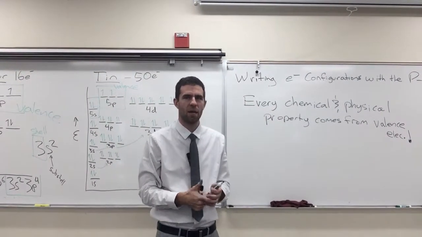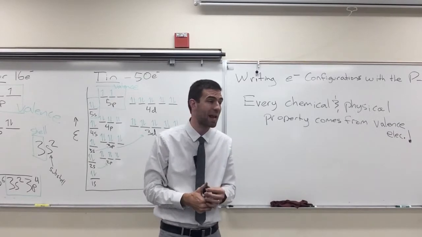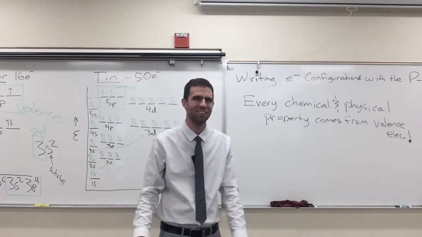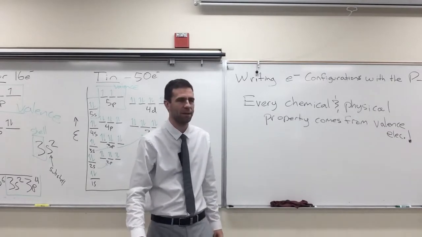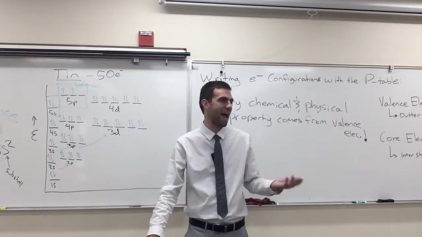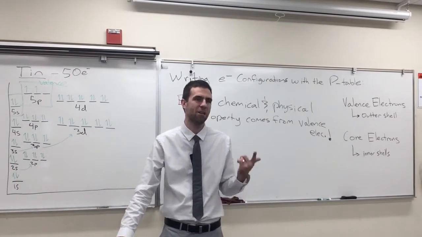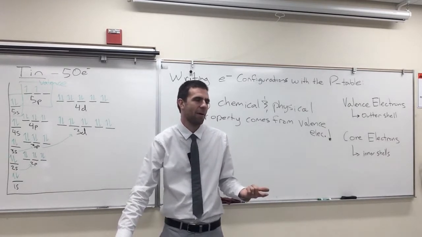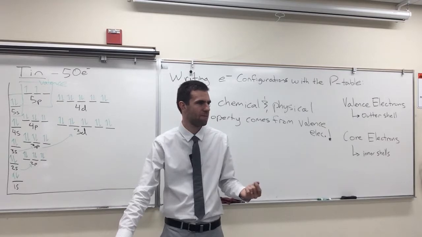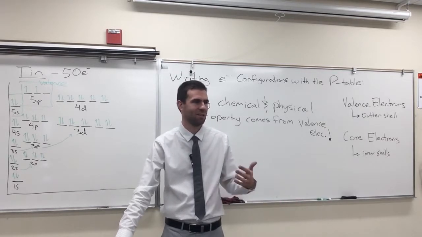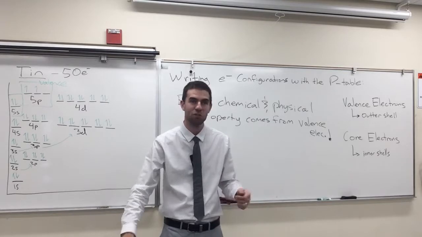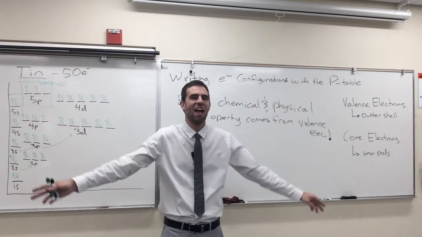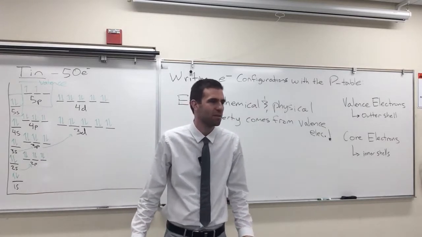Think back for a second. Chemical and physical properties. So what am I telling you when I say that? Literally everything. What is a chemical property? What it reacts with. So I'm telling you every chemical reaction happens because of what? Valence electrons. How about physical properties? Color. Phase, like is it a solid or liquid? Strength, ductility, conductivity. Everything happens because of its valence electrons.